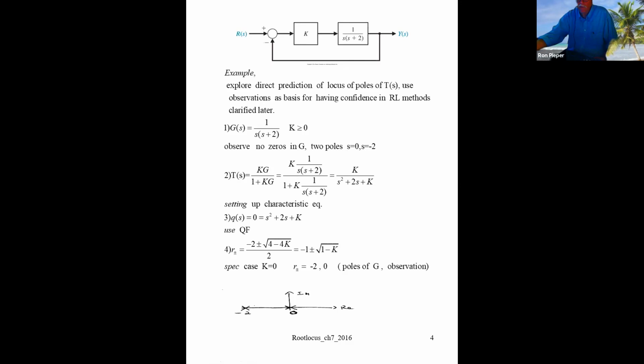Here's our G of S. Here is a point that you may want to make a note on or just remember, in case a question would come up.